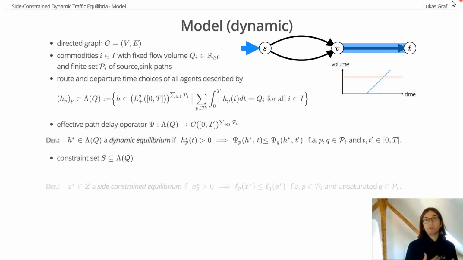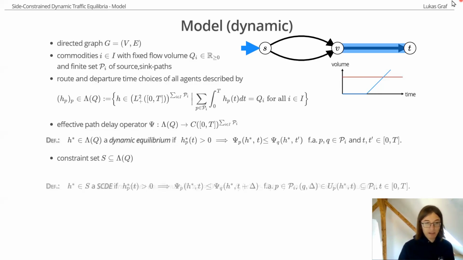And using this, we now want to define a dynamic version of side constraint equilibria. And we can basically write this in a natural way like this. We again limit the set from which we take our flows. And then we also have to compare not to all the alternative paths and times for this commodity, but to some subset of these alternatives. So some set of alternative paths Q and changes in time delta. And so this set UP, called that way because it's kind of the set of unsaturated alternatives.